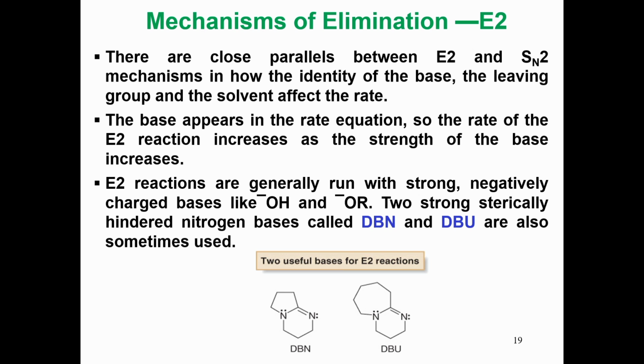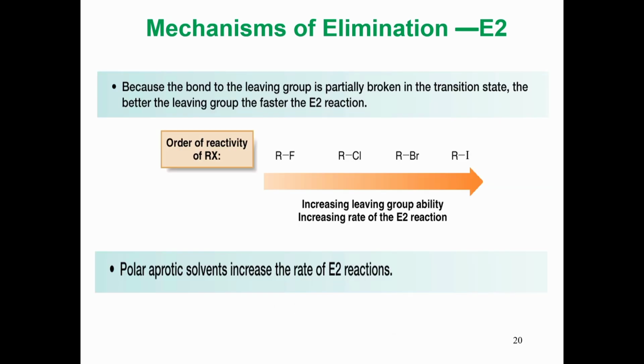E2 and SN2 are similar in the identity of the base, the leaving group, and how solvents affect the rate of their reaction. So in E2, the rate of the reaction increases as the strength of the base increases. E2 is favored by strong bases or sterically hindered nitrogen bases such as DBN and DBU. A good leaving group is going to enhance the E2 reaction.